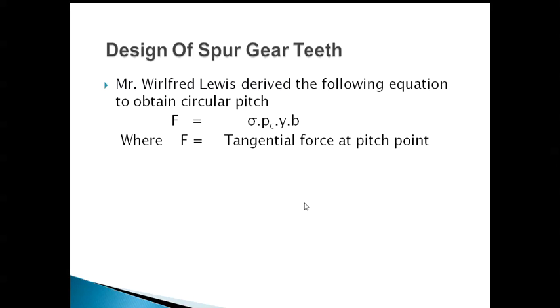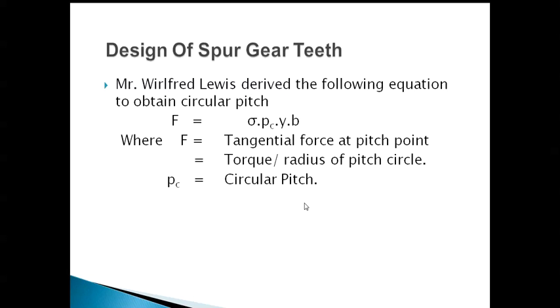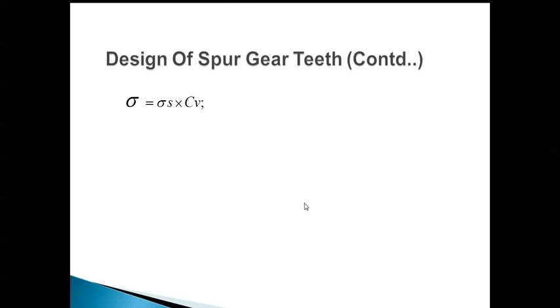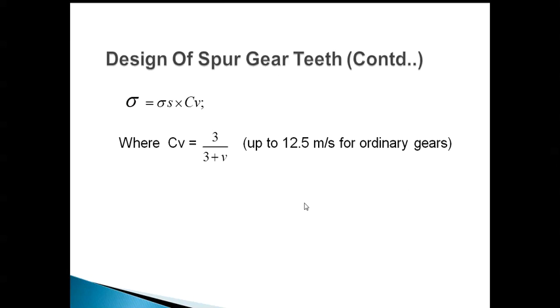So here F is equal to the tangential force at pitch point, and that force is nothing but torque by radius. Torque equals force into radius. So F equals torque by radius of pitch circle, and PC is circular pitch, and sigma is the permissible working stress. That is allowable static stress into velocity factor. So sigma equals sigma S into CV, where CV is the velocity factor.